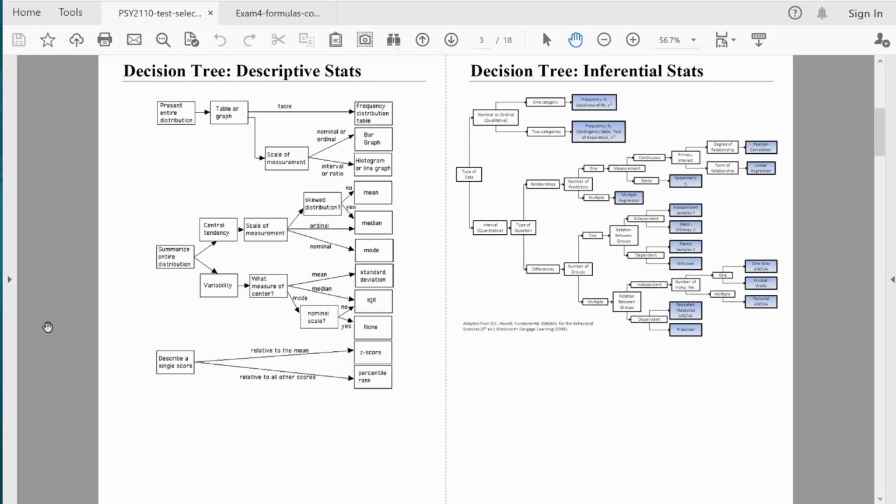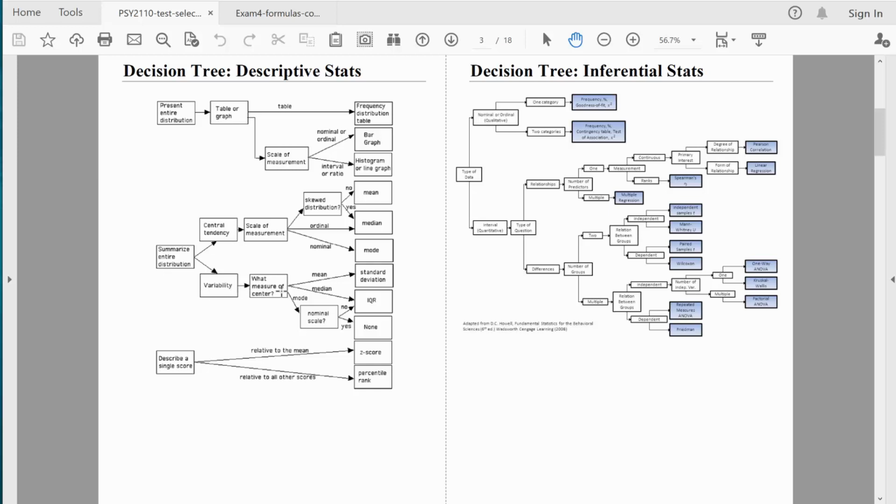Let's start off by talking about decision trees. I think decision trees are most useful when you're studying, just to help you organize your thoughts. Let me take you through an example. This one right over here is based on descriptive statistics. Let's say I have all of your exam scores and I compute a mean, and I want to determine what's the most appropriate measurement of variability to go along with that mean. So I'm trying to summarize an entire distribution, and specifically I want a measurement of variability.